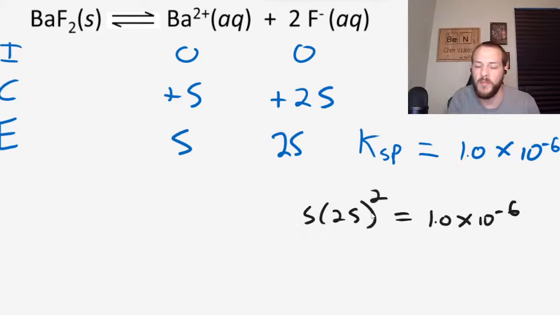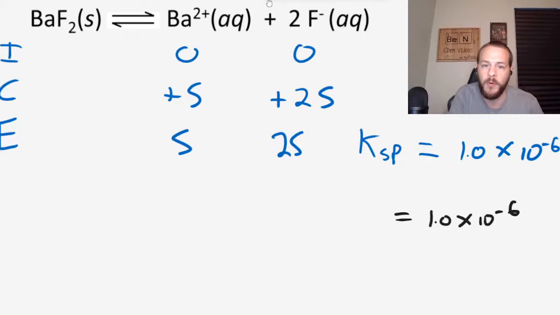So it's S times 2S squared. So what we really have is 4S cubed, because S times 2S squared is S times 4S squared, and so that's going to be 4S cubed. Let me rewrite that real quick. I'm glad I caught that because I would have completely screwed up this problem if I didn't. So it's 4S cubed is equal to 1.0 times 10 to the minus 6.